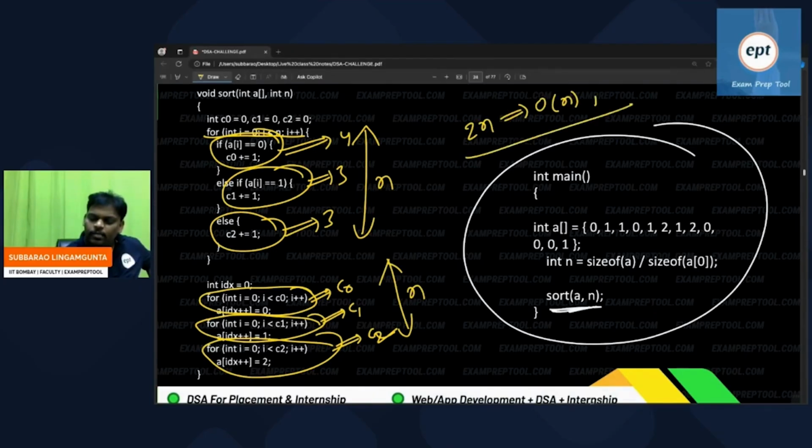This is the time complexity. Space complexity is order of 1. If you want, you can check: everywhere I am using array A only. I am not taking one more array. Everywhere it is array A only, so order of 1 space.